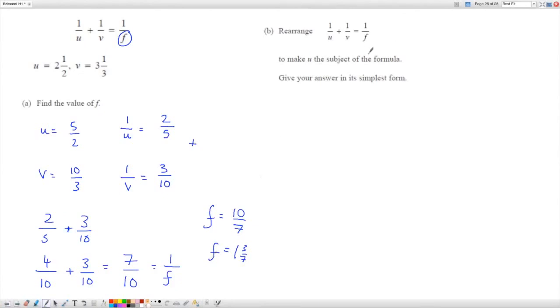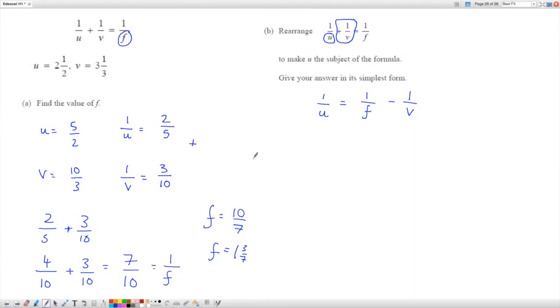Now, using the same formula, we need to make u the subject. So this part here, we need to isolate. Let's do this step by step. First off, we can remove this part by subtracting it, and it will be on the other side. So 1 over f, subtract 1 over v.